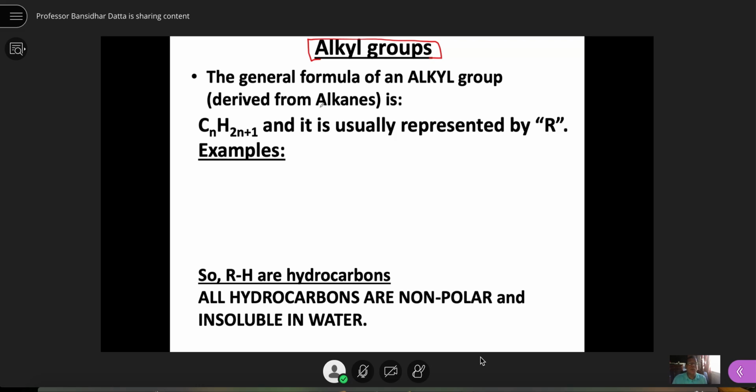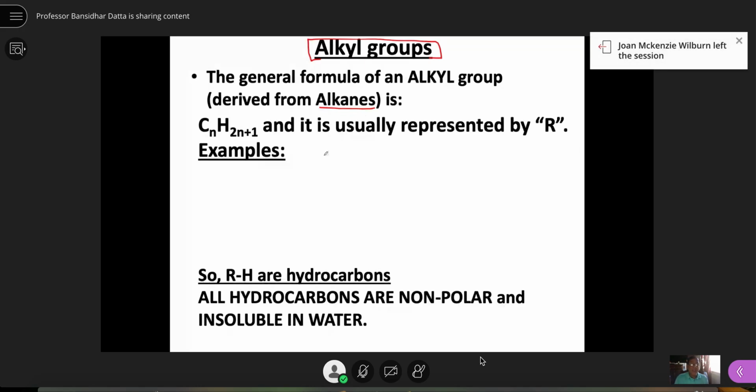An alkyl group is derived from mostly alkanes. Remember the general formula of alkanes, CnH2n plus 2. Take one hydrogen off, you get the alkyl group. And therefore, remember, we talked about this one.